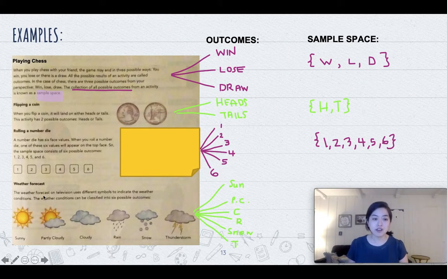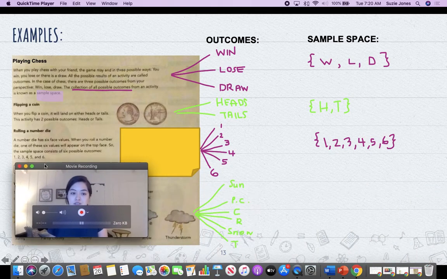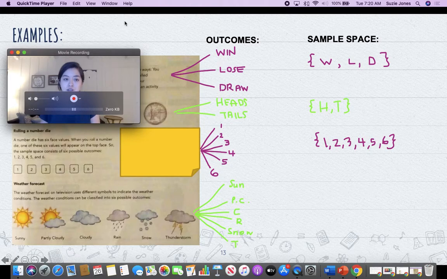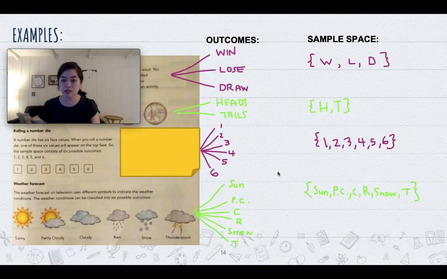Now, what about here, okay? The weather forecast. Well, there's six possible outcomes depending on where you live, I guess. Is snowy weather a possible outcome in Southern California? Maybe rarely. It could be. So here there's six possible outcomes. It could be sunny, partly cloudy, cloudy, rainy, snowy, or a thunderstorm. And the sample space here is, I'm going to move my little video. Okay, it's going to be just this: sunny, partly cloudy, cloudy, rainy, snowy, or thunderstorms.